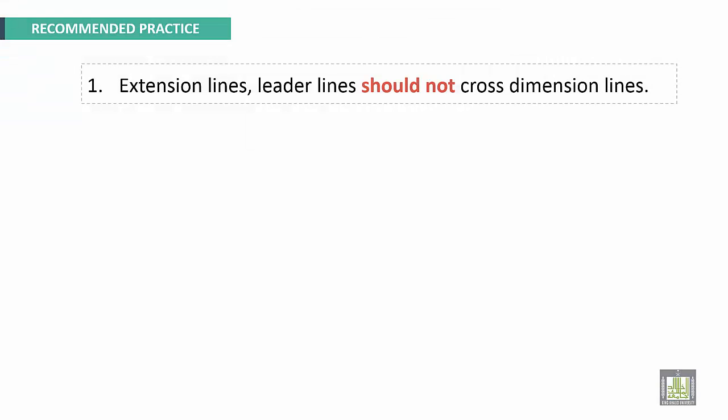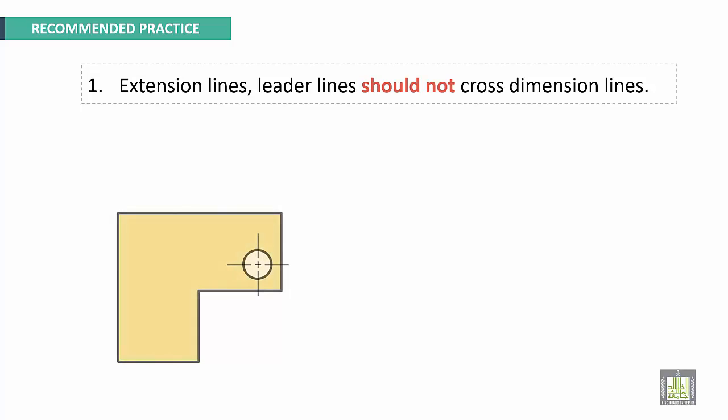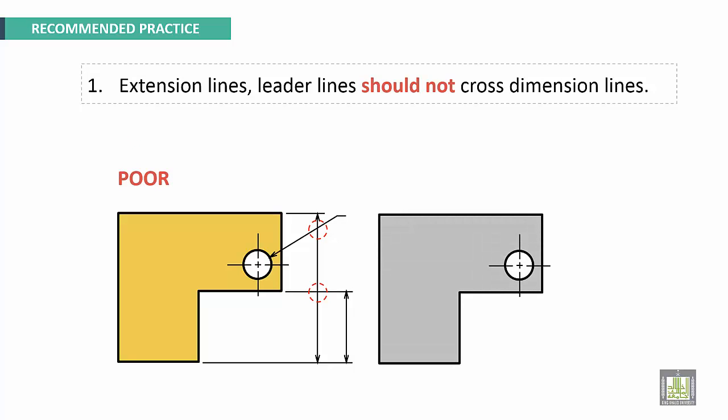Recommended practices. Extension lines and leader lines should not cross a dimension line. Here we have an example. Here we have a leader line crossing a dimension line, and here also we have an extension line crossing a dimension line. This is poor. The good representation is the following. This is the first dimension, this is the second dimension, and this is the leader line.